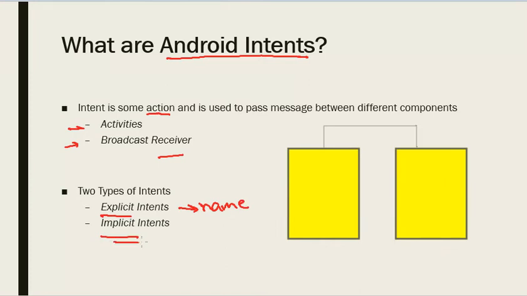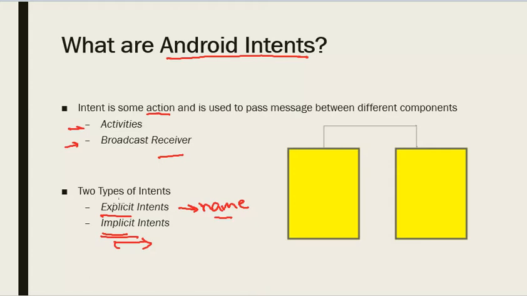And implicit intent is when you don't know which activity will handle your intent. For example, if you want to launch a web browser to open a website, the Android operating system will handle this intent in a way that it will search for an appropriate browser app to open this web page for you. So this is what implicit intent is. So those are the two types of intents.